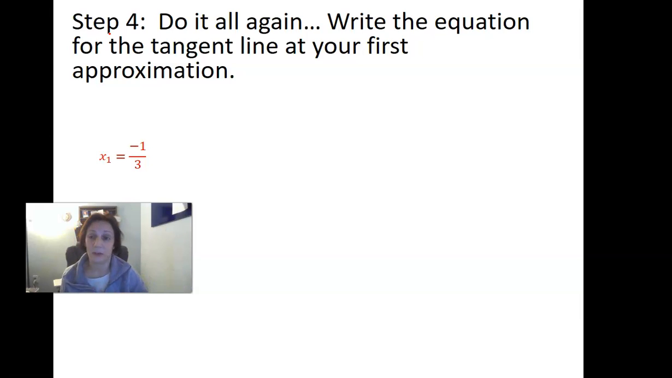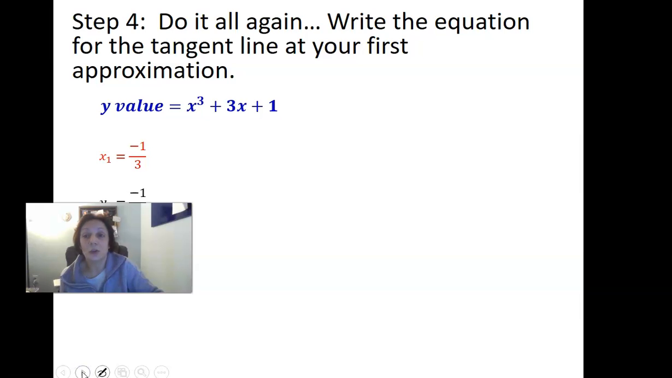The only difference is that now, instead of using 0 as my x value, because that was a guess, I'm going to do it all again using my first approximation. I'm going to do it all again using this x equals negative 1/3. So things that haven't changed is that your y value comes from the function and that your slope is going to come from the derivative.